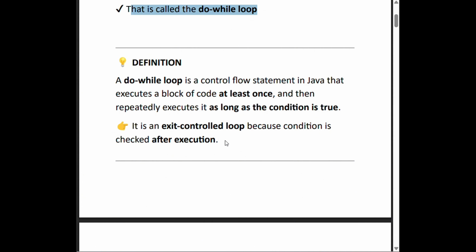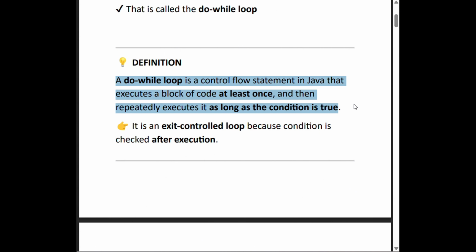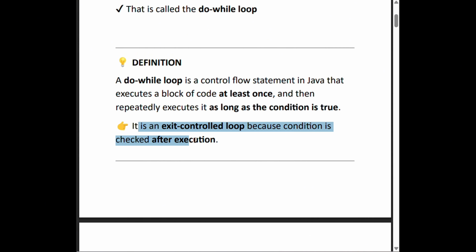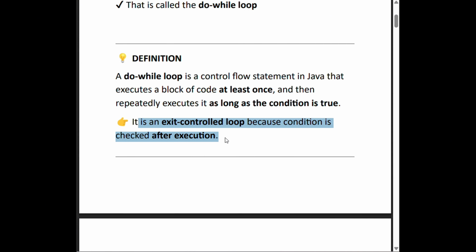Now let us understand the concept. Do-while loop is used when we want the code to execute at least one time, no matter whether the condition is true or false. This is the biggest difference compared to the while loop.